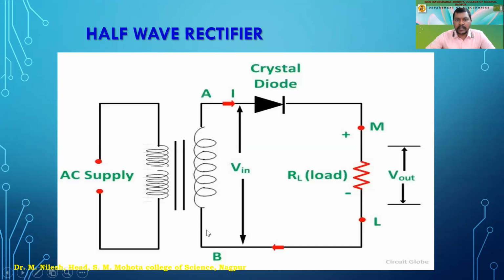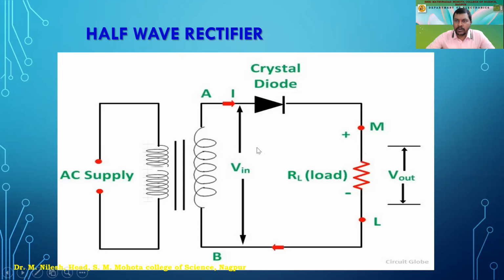Then this is the basic circuit of the half wave rectifier. Again, we have applied an AC power supply. This is a step down transformer, where you can see that the windings of the primary are more and the secondary are fewer. The diode is connected like this: the anode of the diode is connected to S1, that is secondary one, and the cathode of the diode is connected to secondary two through the load resistance RL.